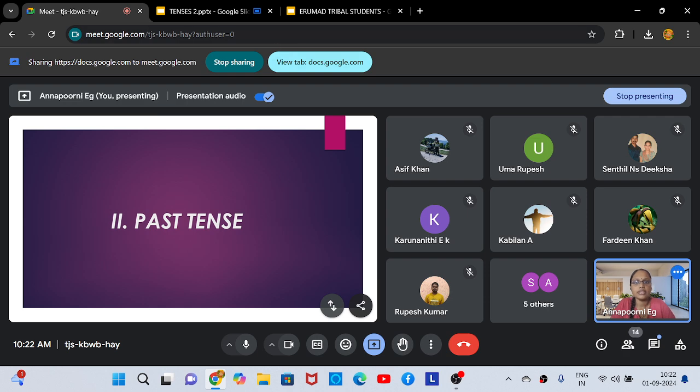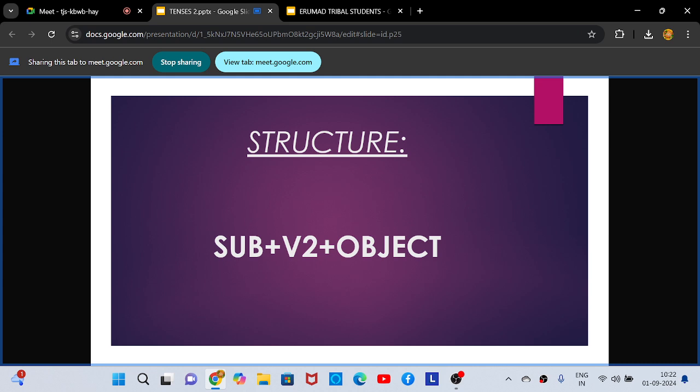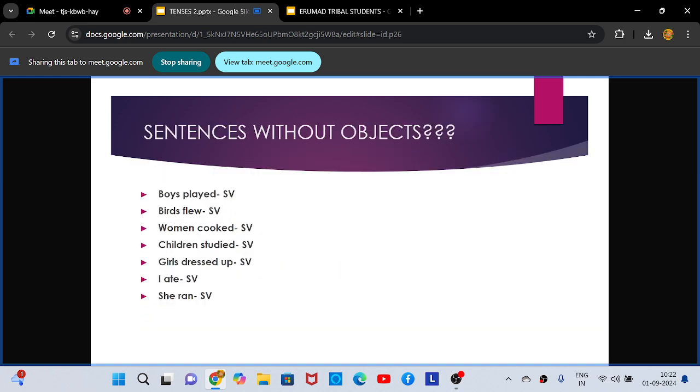So I repeat the names. Simple past is the first tense. Simple past is used to denote an action that is completed in the past. For example, I ate an apple, she read a book, I slept in the night, I ate biryani. All these are examples of simple past tense. The structure of this tense is subject plus V2 plus object. Very easy structure.